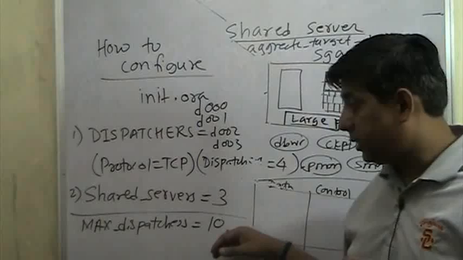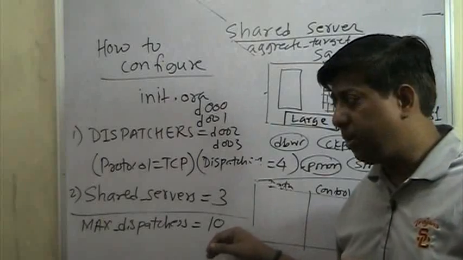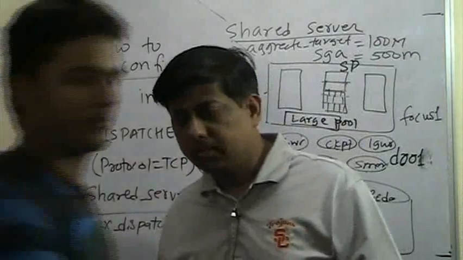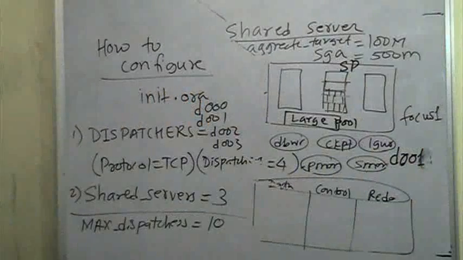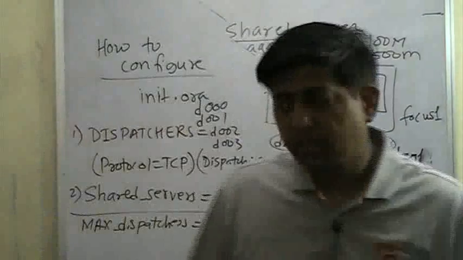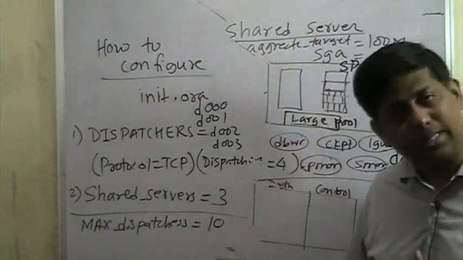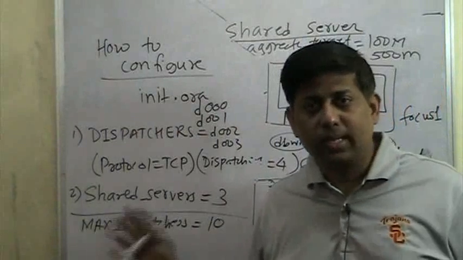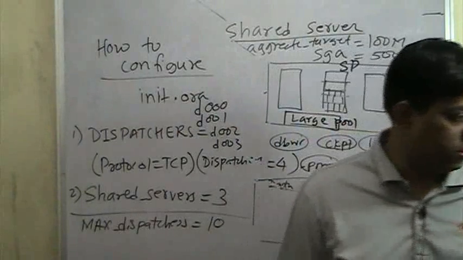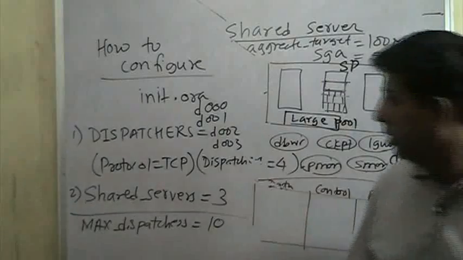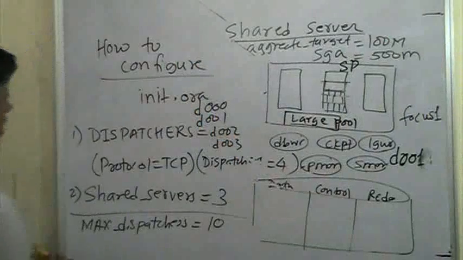Then can we not set it beyond 10? You can set it beyond 10, but then you have to shut down the instance. So this is what the max dispatchers business is. And similarly, there is a max shared servers also. That also goes with the same thing. So this is how you configure the dispatcher.